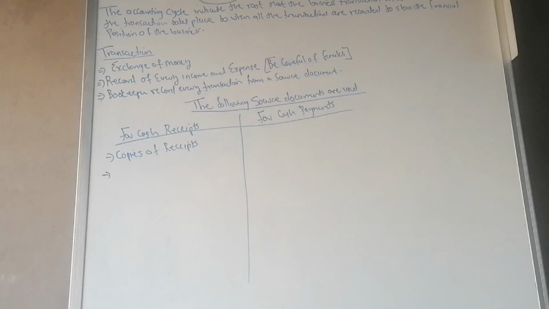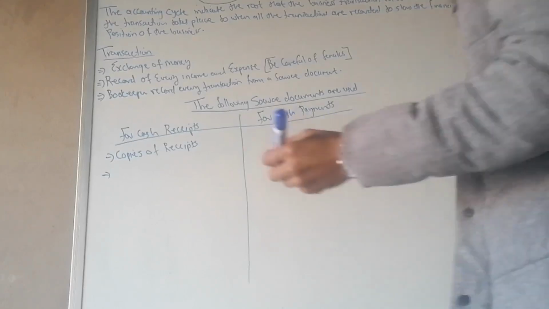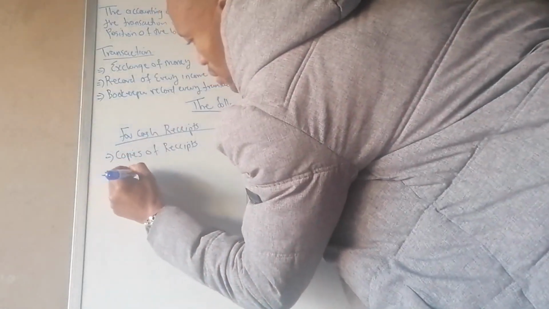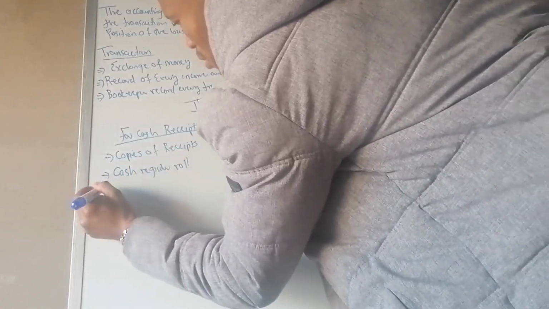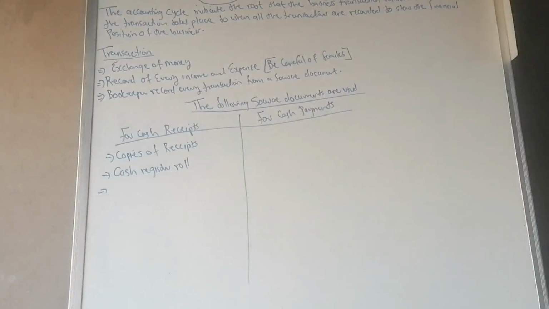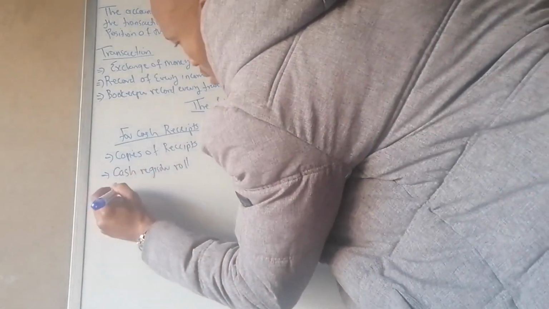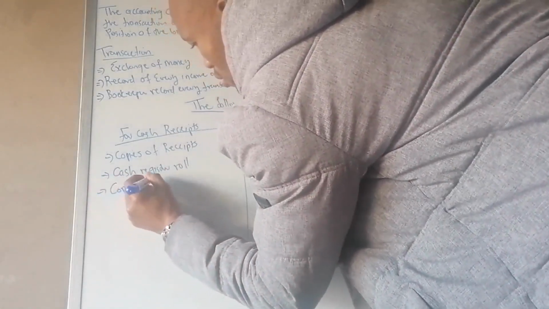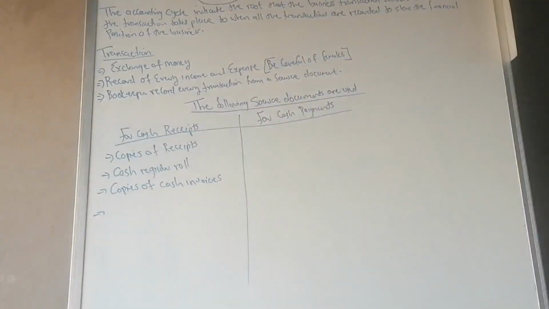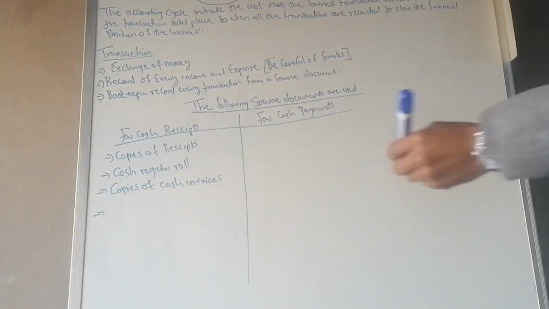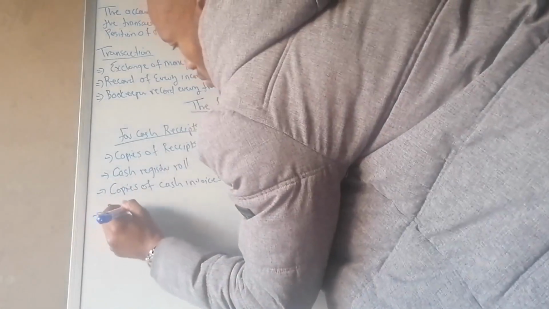Re sebedisa copy invoice, cash register roll, payment. What are we saying? Cash register roll, and then re sebedisa copies of cash invoices. And then re sebedisa le deposit slip.